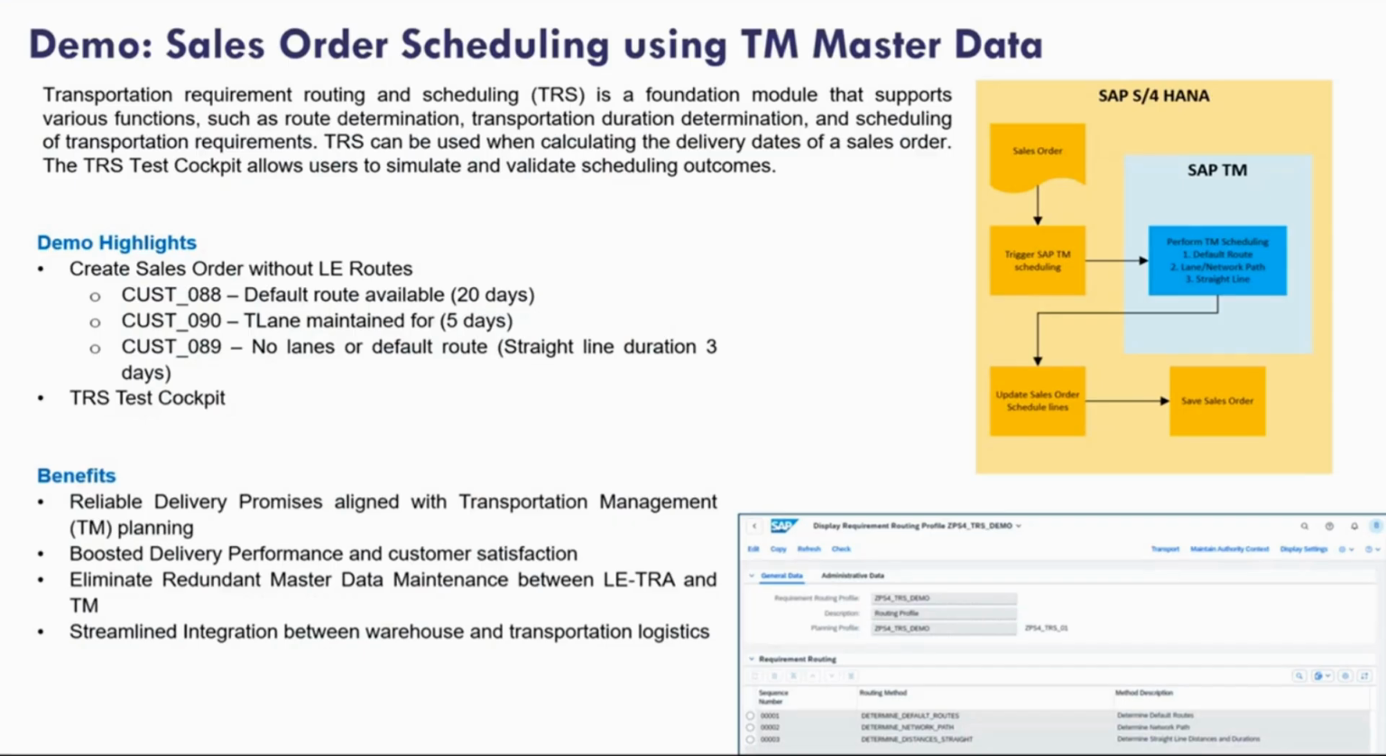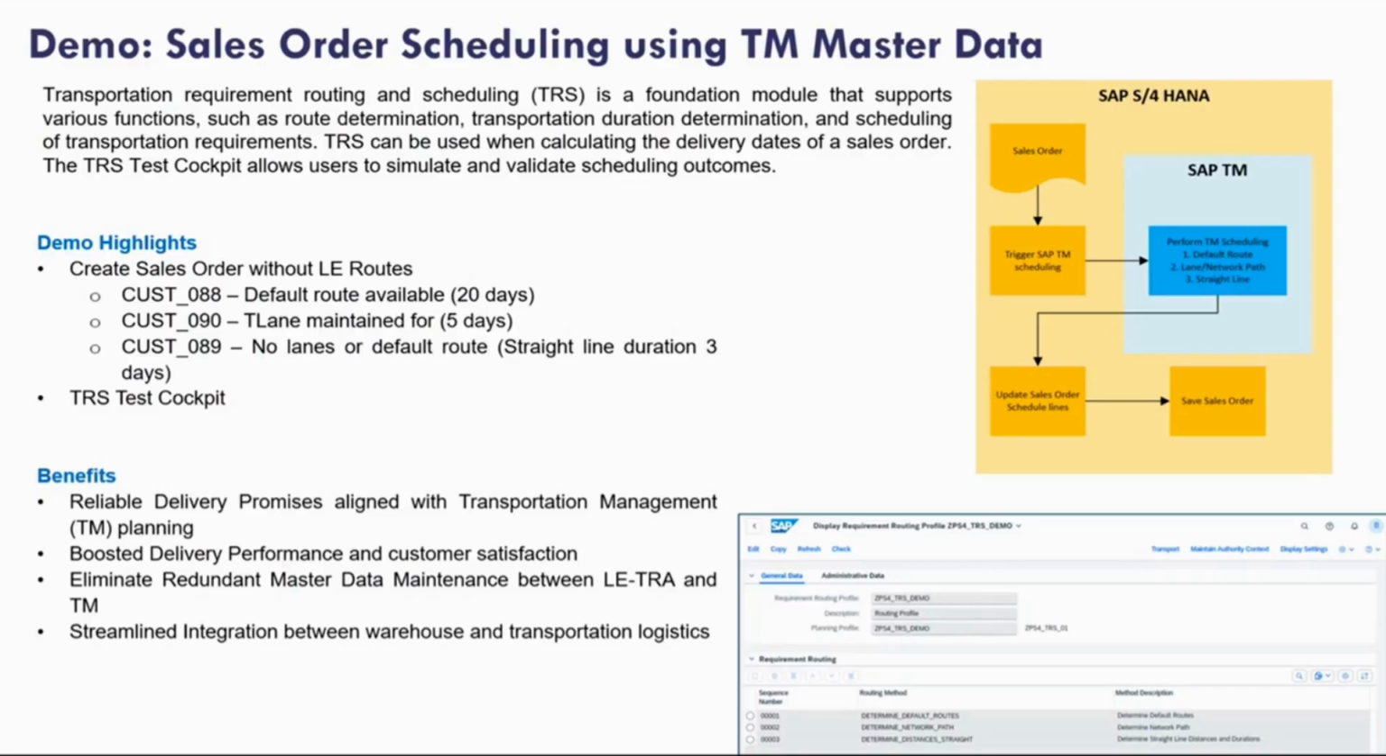So in the old days, whenever sales order scheduling used to happen, we had to use LE routes to provide transit time. With the latest release from SAP in the 2023 service packs, we are able to use the transit time from TM master data. Not only transit time, the loading and unloading time can also be provided from TM.